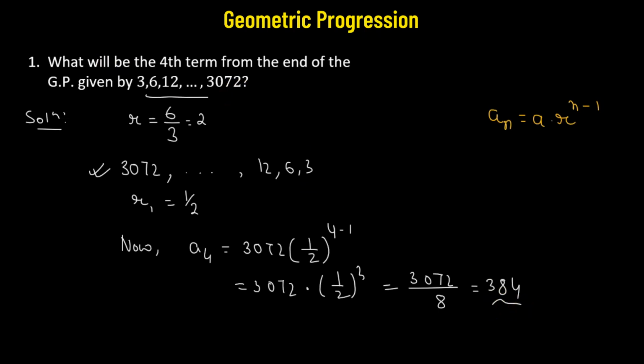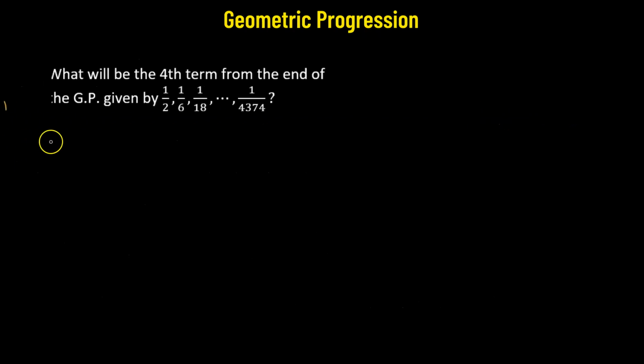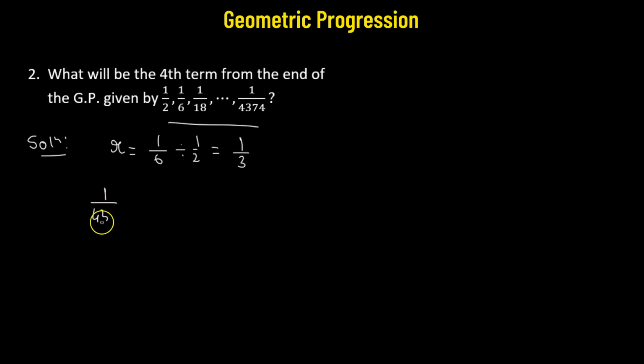Let's do the second problem. In this particular problem, now we have a new geometric progression. Let's obtain the common ratio of this given geometric progression. So it's 1 over 6 divided by 1 over 2. Now this is going to give us a value 1/3. That means if we reverse the geometric progression, we'll have 1 over 4374. This is going to be the first term. Then our remaining last three terms will be 1 over 18, 1 over 6, and 1 over 2.